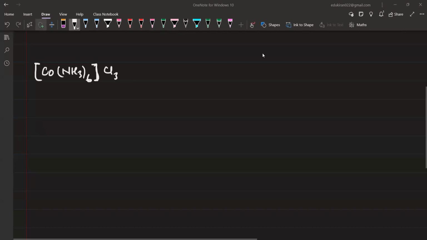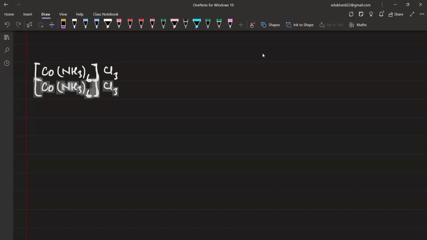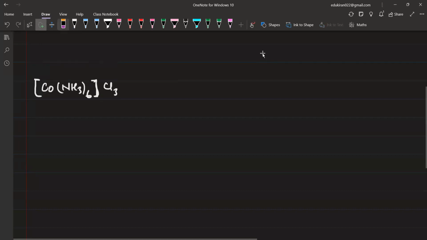Now, when Werner got to know about this, he said that generally when we make a compound, we always talk about the valencies. Sodium's valency is 1, chlorine's valency is 1. That is why it is making NaCl. Mg has valency of 2 and Cl is having 1, so MgCl2 is formed. So he said that these types of compounds, because they are having covalent bond as well as coordinate bond, will have 2 different valencies. One will be the primary valency, and then there will be a secondary valency.